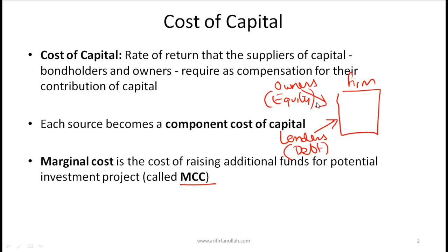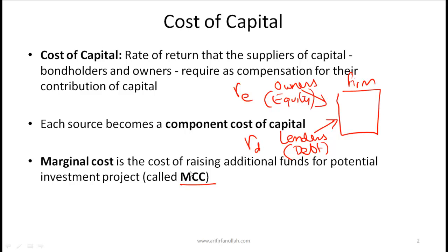And essentially cost of capital is the overall or the average return that a firm needs to give to the suppliers of capital. In this simplistic case, we have two components. One component is the equity component, so there will be a cost of equity which we will generally denote as RE, and there will be a cost of debt which we will denote as RD.